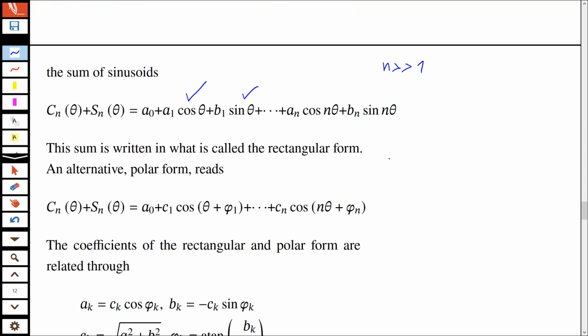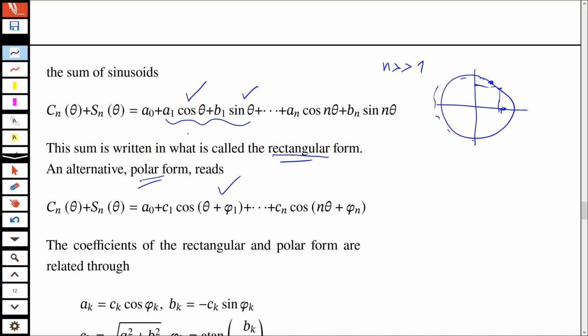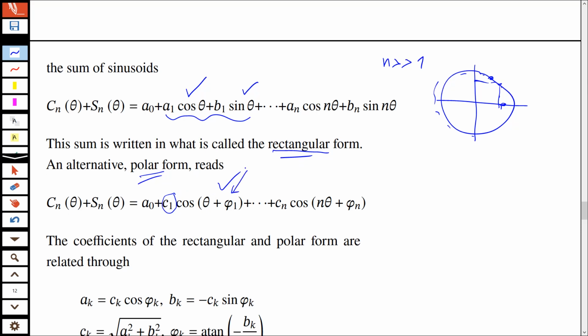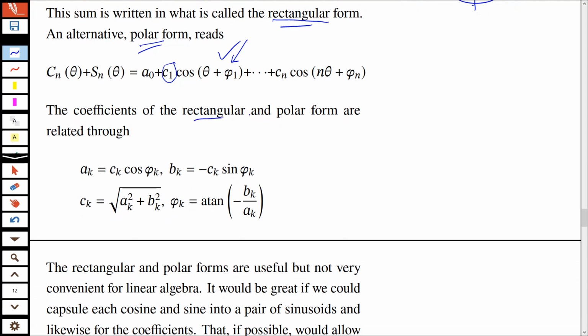You can also write this in what is said to be the rectangular form, because if you have seen rotating vectors, a point rotating in a circle has two projections, one on the x-axis, one on the y-axis, and this forms a rectangle. So it's a rectangular form. You can also turn it into a polar form by combining these combinations of sines and cosines with some trigonometry. So A1 and B1 are collapsed to a single magnitude and a single angle.